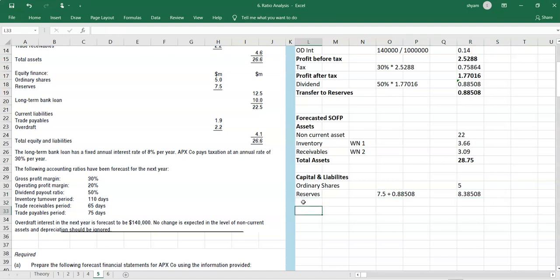Next are the long-term loans. They have not given any different information, so it's going to be the same 10. They have not told us anything is going to be repaid or anything like that. Thereafter we come to our current liabilities, which are going to be trade payables and overdraft.